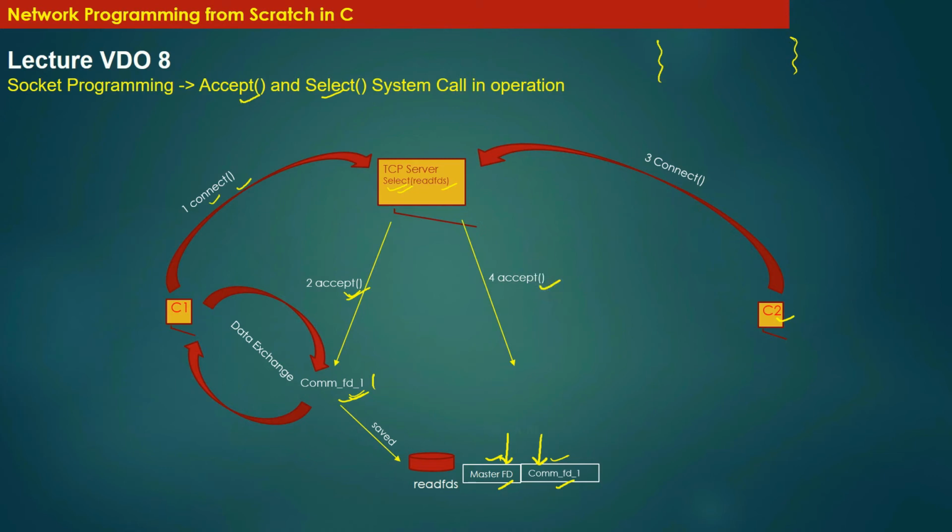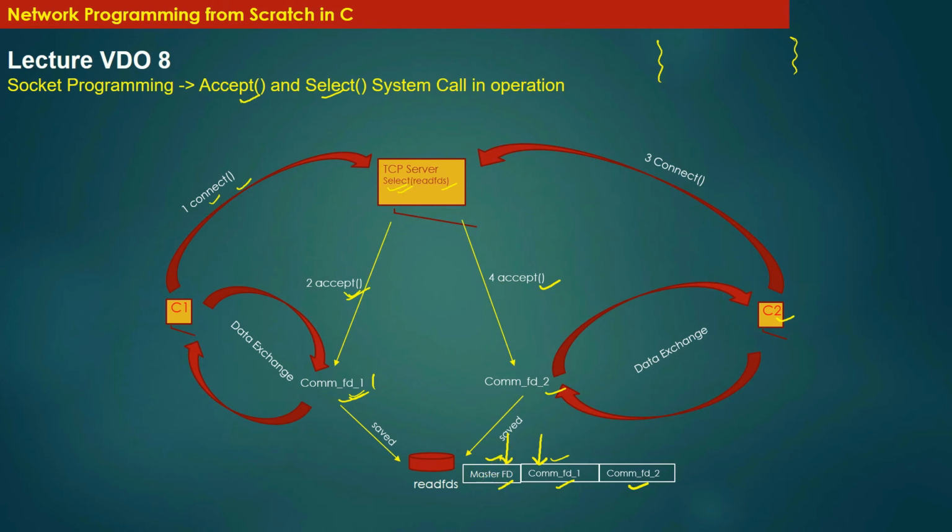and the return value of the accept system call will be another communication file descriptor. This communication file descriptor will be used for data exchange with the client C2, and this communication file descriptor will be added to the read FDS set. So read FDS set will now have three file descriptors. So at this point of time, the TCP server is now monitoring two clients at the same time, as well as it is also capable of accepting the new connections from new clients at the same time.